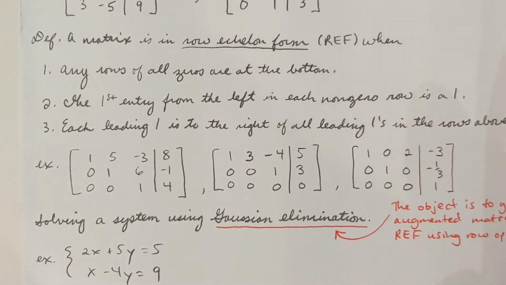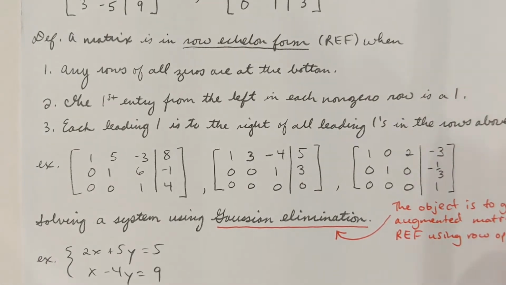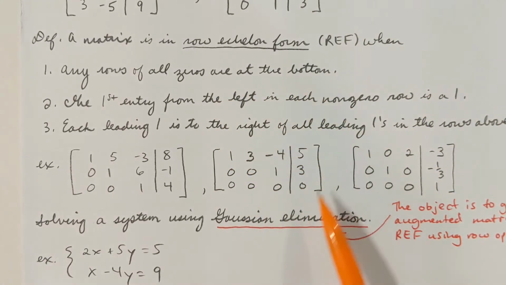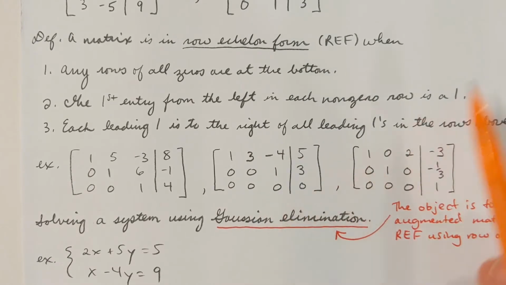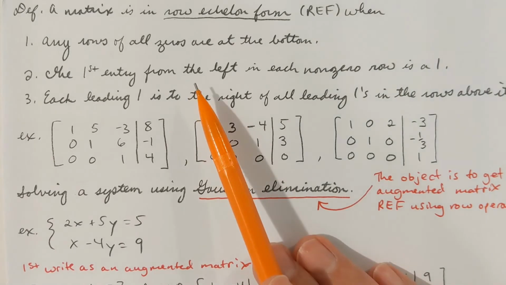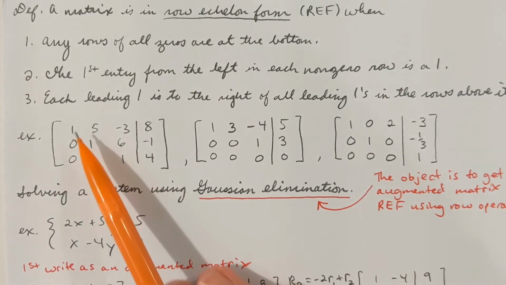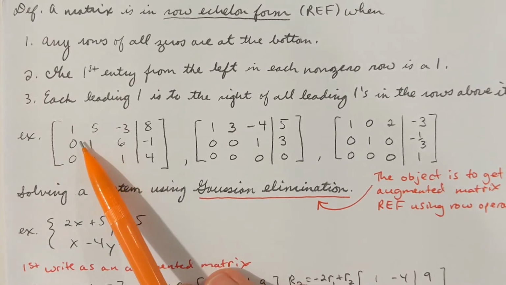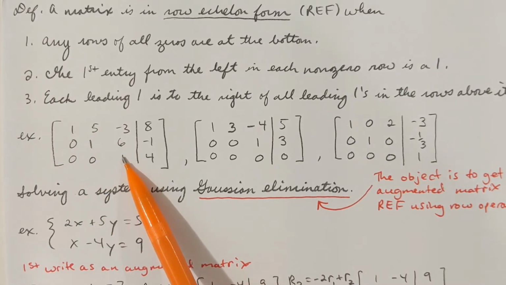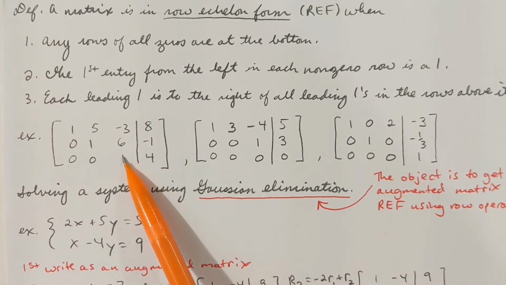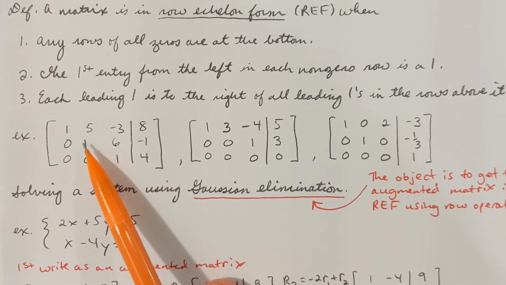Next thing is the definition. A matrix is in row echelon form when three things happen. Item 1, any rows of all zeros are at the bottom. If you come into a calculation where one of the rows is all zeros, go ahead and pull that to the bottom. Item 2, the first entry from the left in each non-zero row has to be a 1. If it's not a 0, you've got to see a 1 there. Item 3, each leading 1 is to the right of all leading 1s in the rows above it.